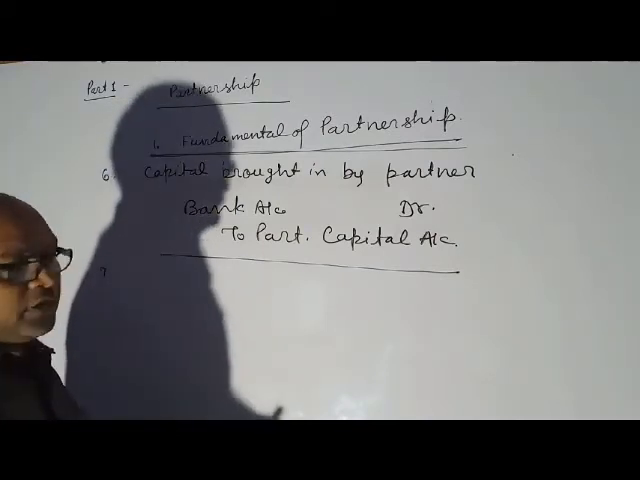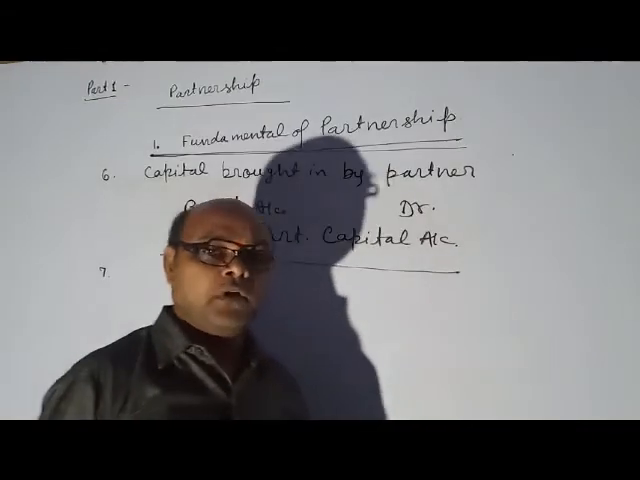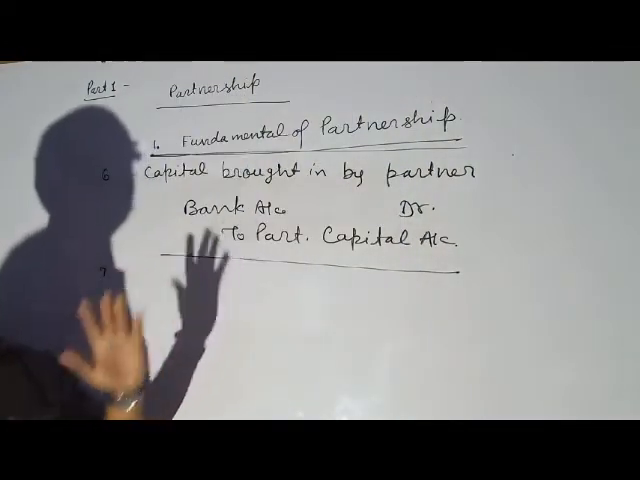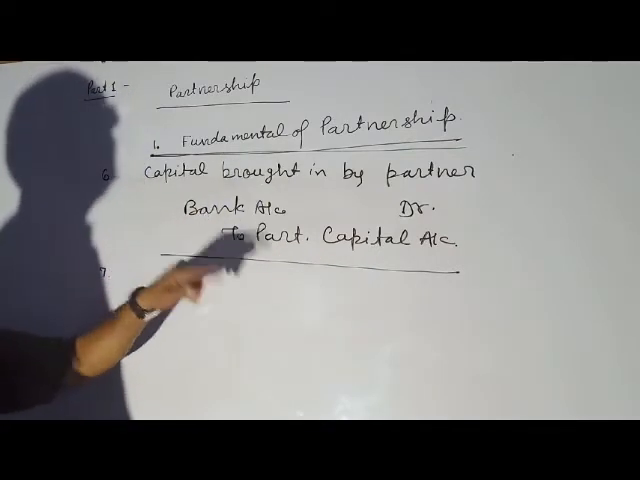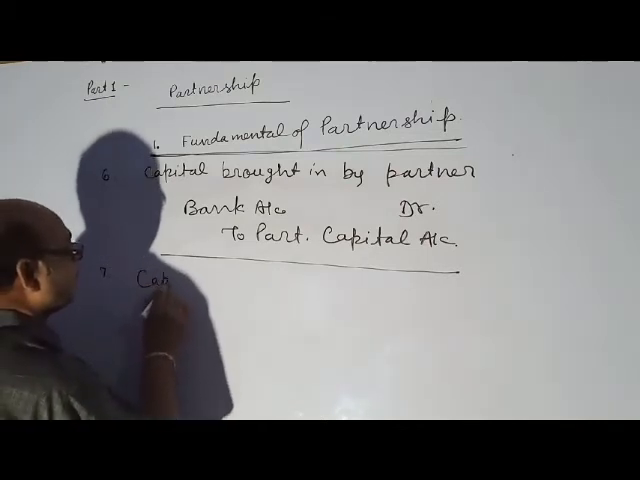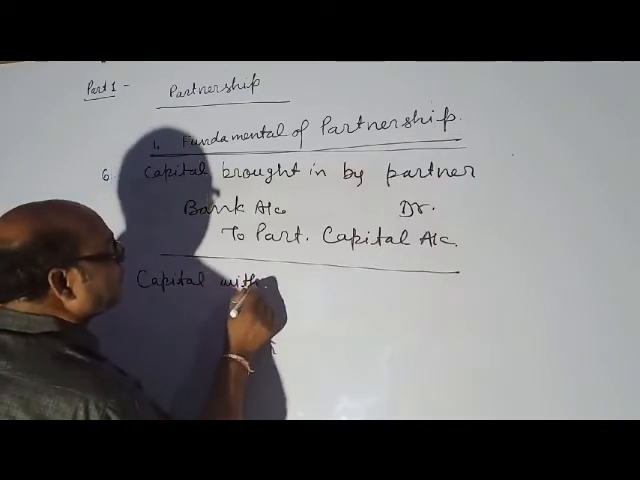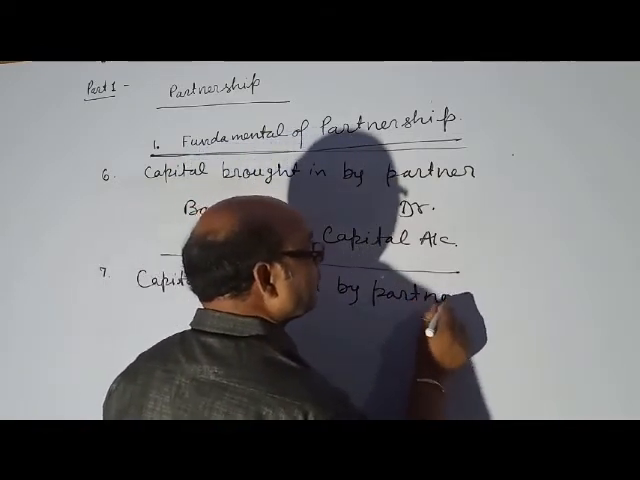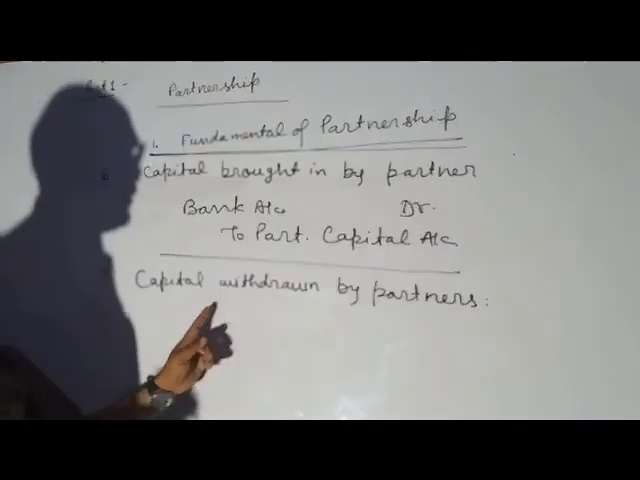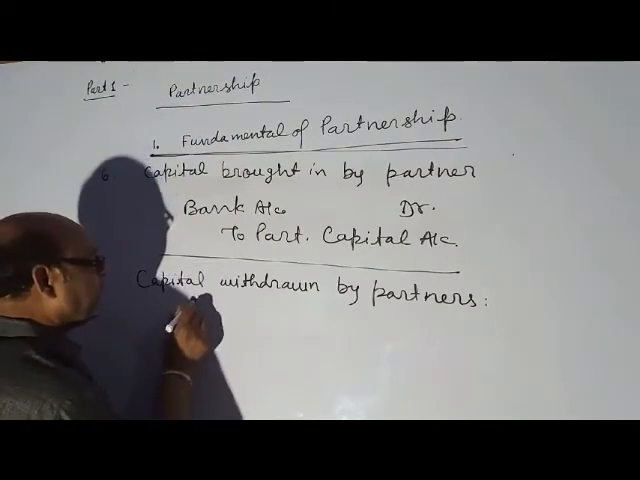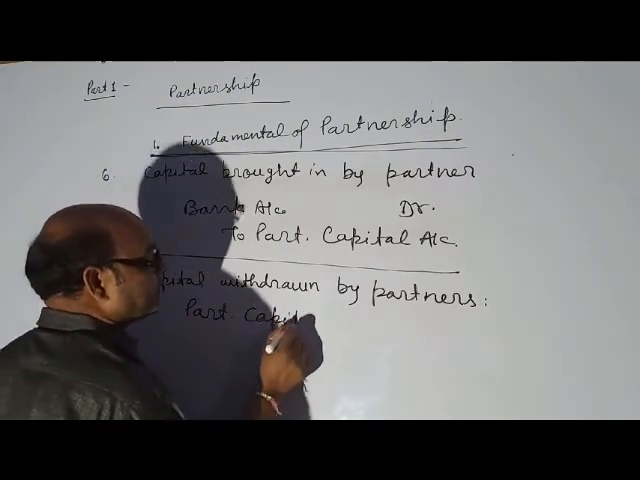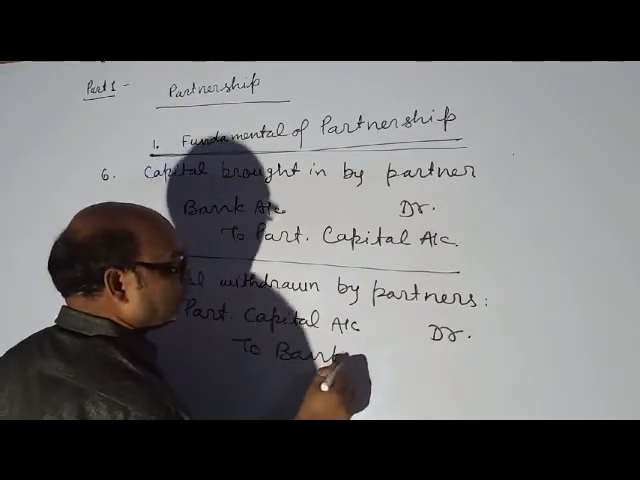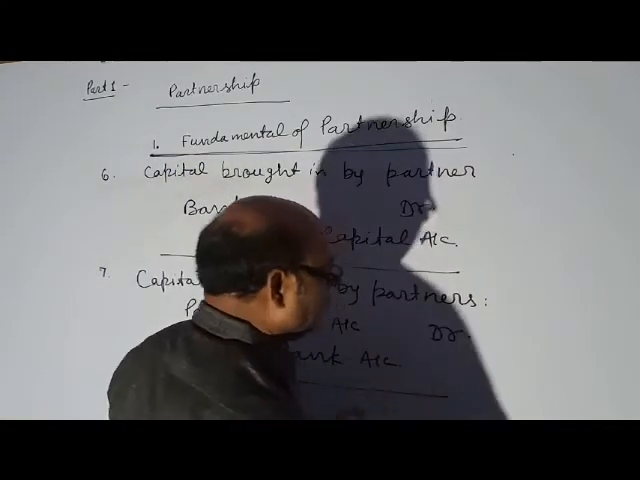And now, sometimes if the partner withdraws some part of the capital from the firm, in that case, for capital withdrawal, we reverse this entry. When the partner withdraws the capital, we will pass the entry: partner's capital account debit to bank account.